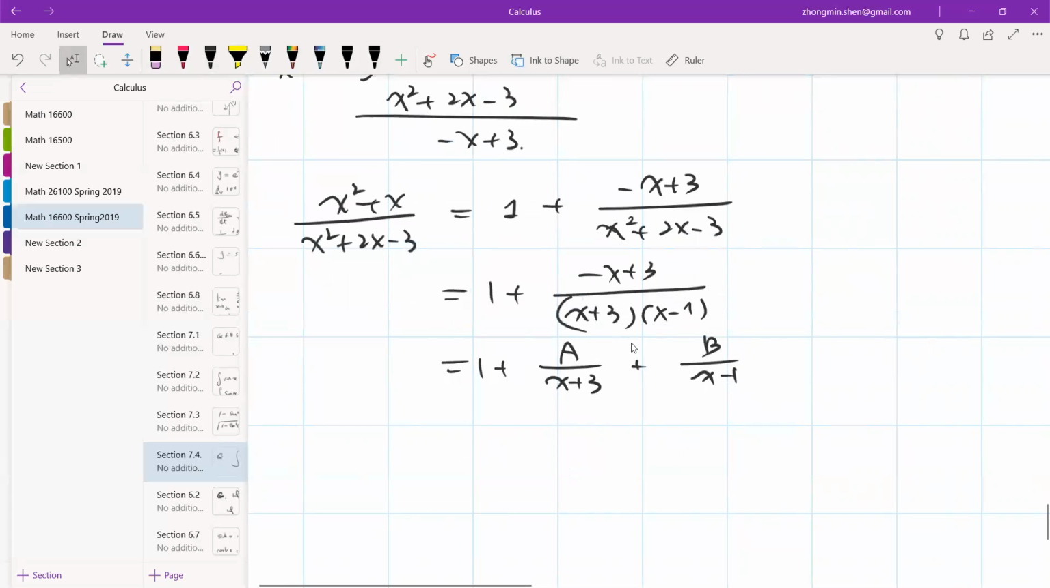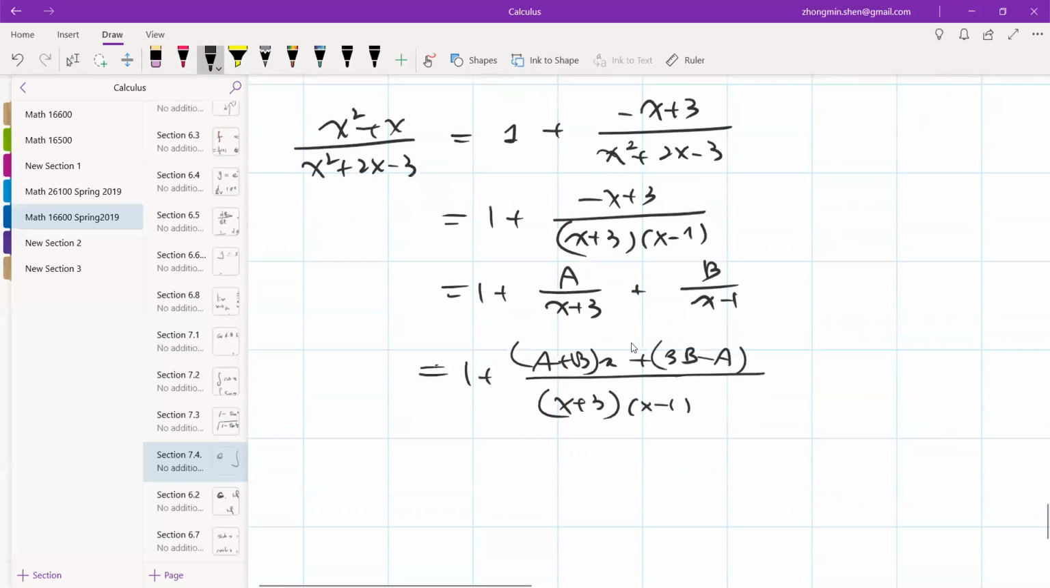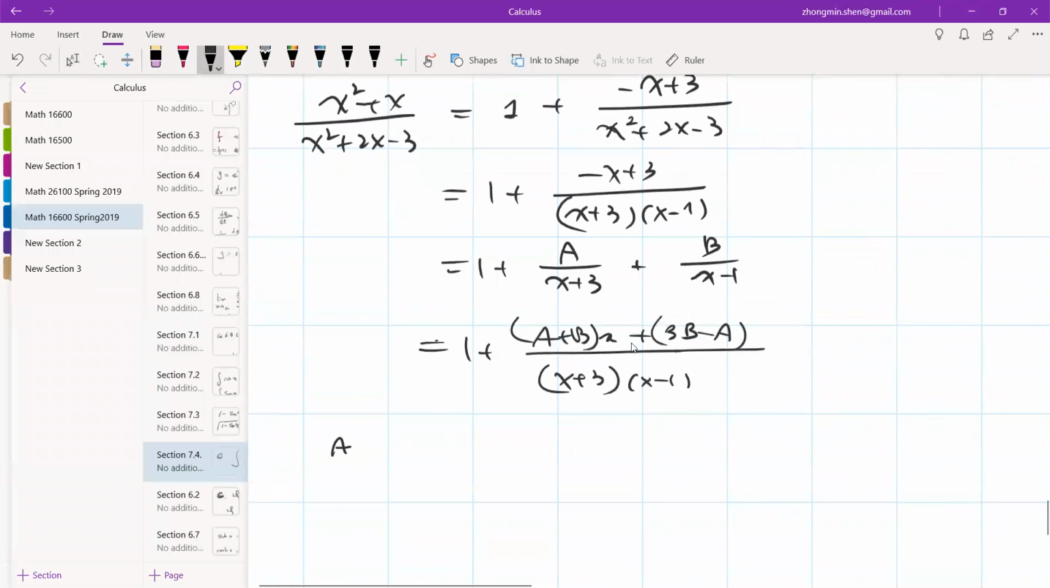Right, so let's combine them. So I compare both sides. I still think I'm going to get a plus b x and plus 3b minus a, right? So I will get a plus b equals -1. I also get -a plus 3b is going to be 3.